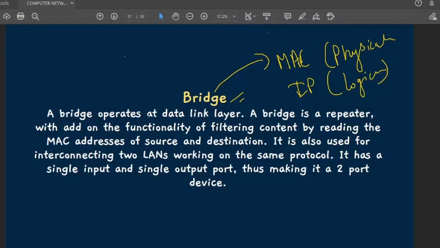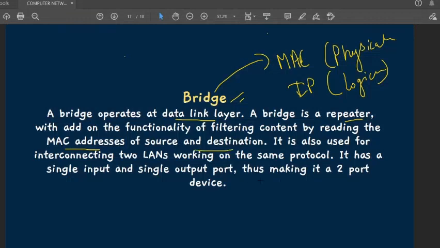A bridge operates at the data link layer, and the difference between router and bridge is that if you study the OSI layer, you will see there is application layer, data link layer and network layer. Router is working on network layer, whereas bridge is working on data link layer. A bridge is also a repeater. I have also told this thing in router. But the only thing is that it is working on the MAC address of source and destination.